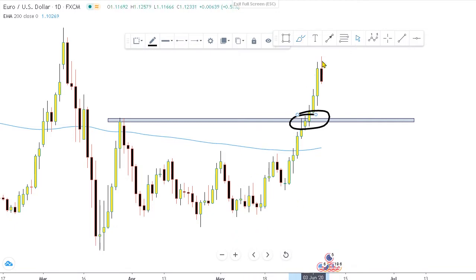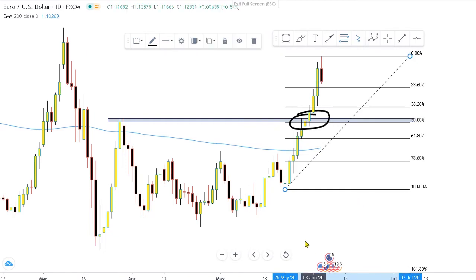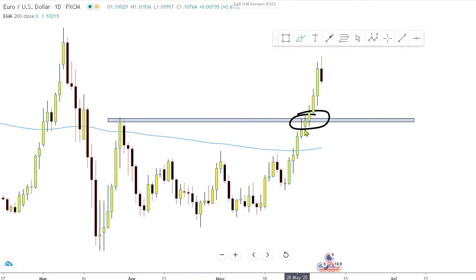I'm still short, so let's draw the retracement on this daily impulsive move. I believe that price might come somewhere here to retest this point of support and might go up. Let's see what happens next week.